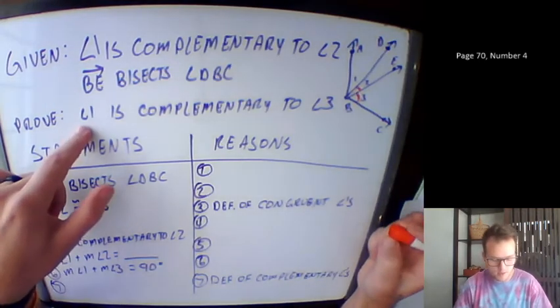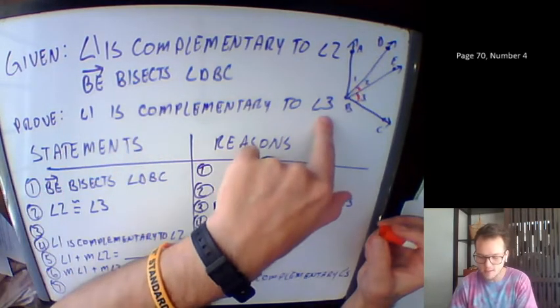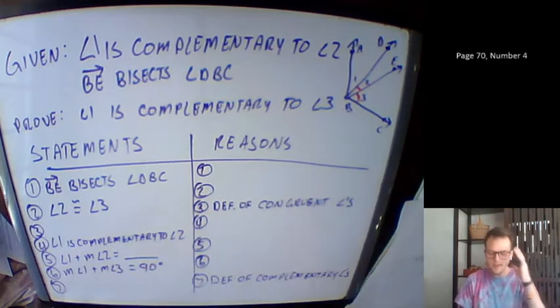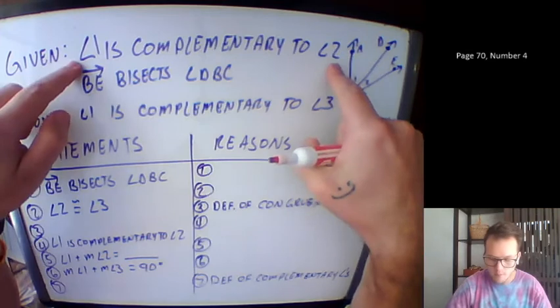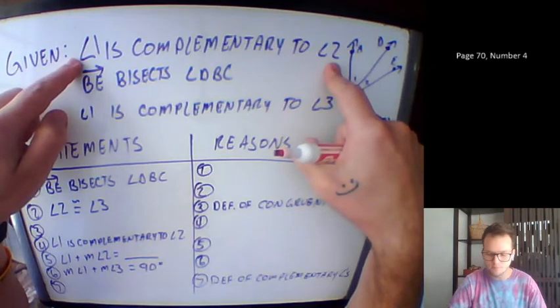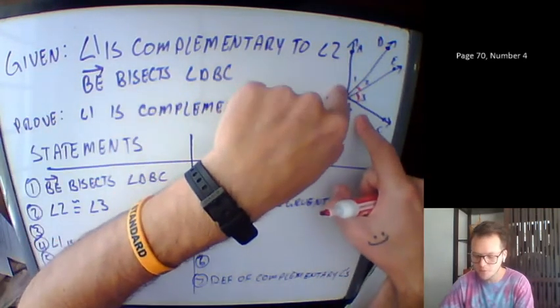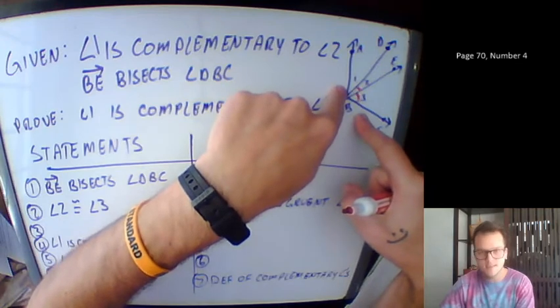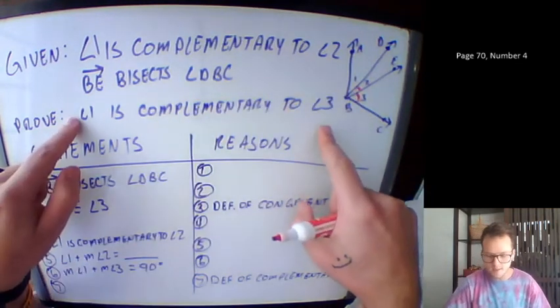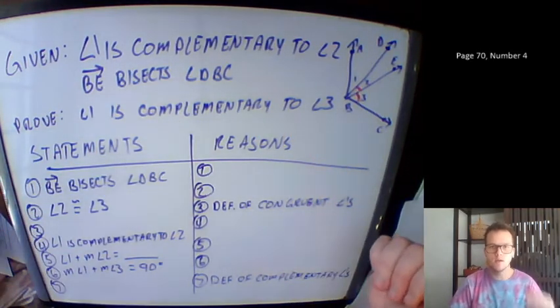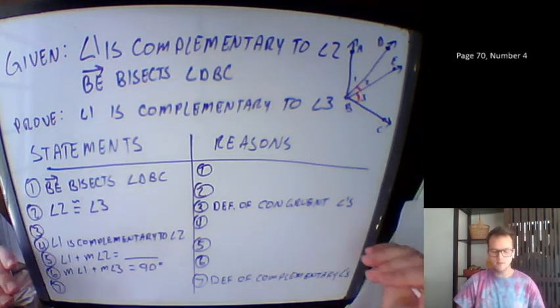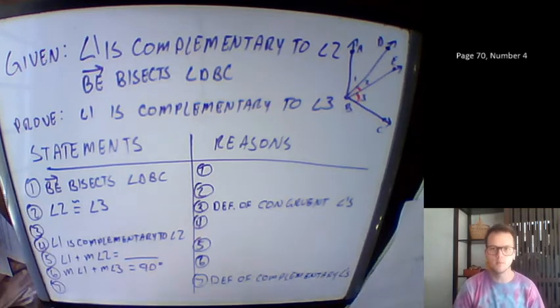Our goal here is to prove that angle 1 is complementary to angle 3. I think you can see the logic here. We have to spell it out. If angle 1 plus angle 2 is 90 degrees, and this statement tells us that 2 and 3 have the same angle measure, then we can quickly see that 1 plus 3 is also going to be 90. That's the logic we're using here, but we need to spell every little piece out. That's the whole purpose of the proof.